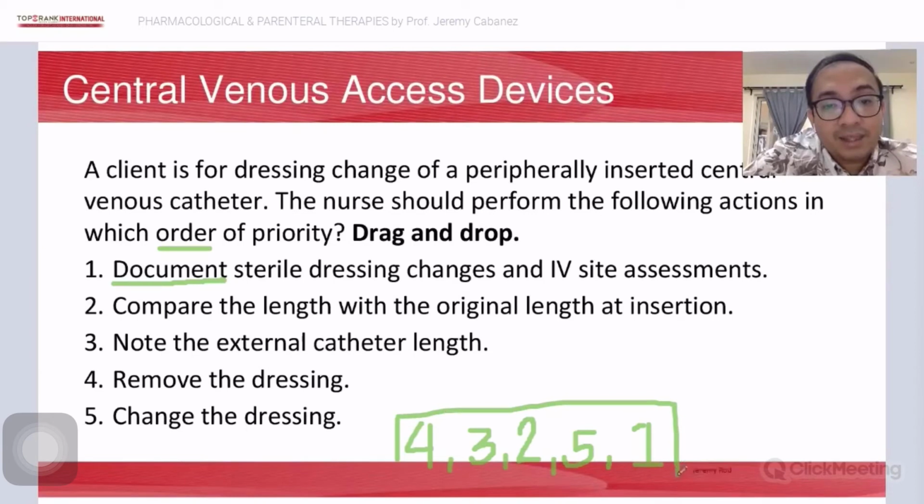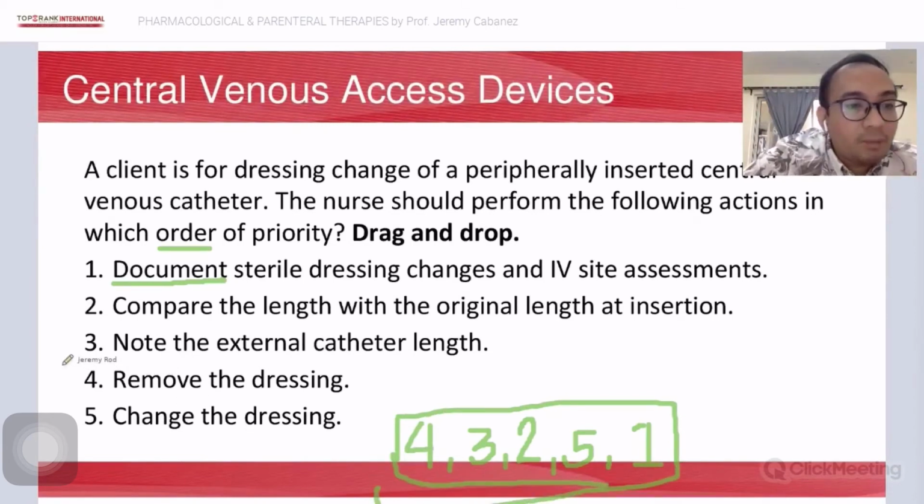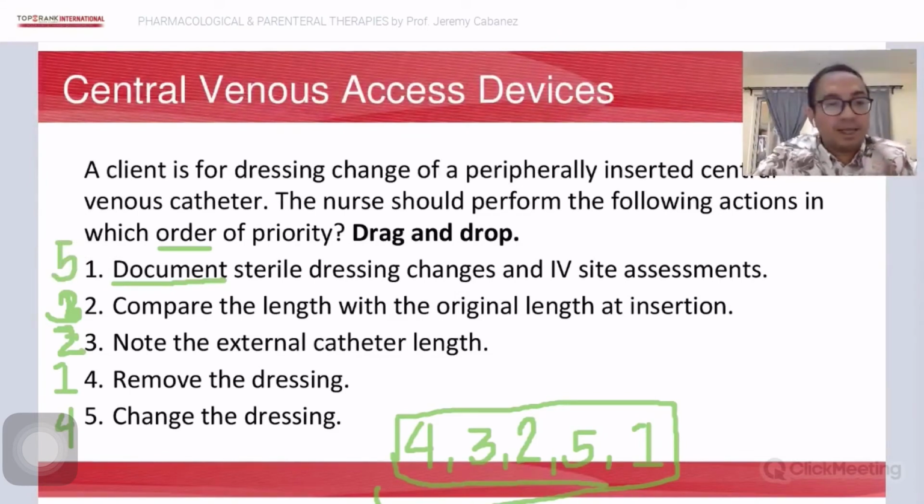Pero pwede mo ring gawin something like this one. Itong ginawa mo. Number 1 muna, pwede rin yan. To remove the dressing. Followed by number 2, compare. Followed by number 3, note. I'm sorry, this is number 2. Okay, compare is number 3. Okay, followed by change the dressing number 4. Followed by document, that's number 5. So, pwedeng ganito din yung sagot mo. Alright? So, that is also the same. Okay, so tumama, ano? So, this is how to change the device.